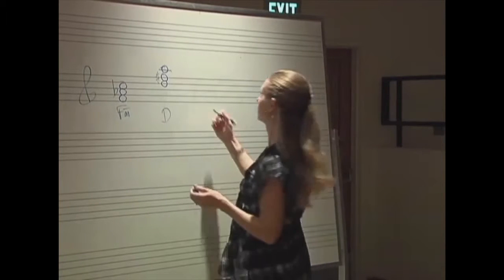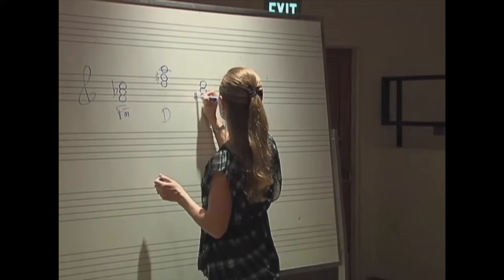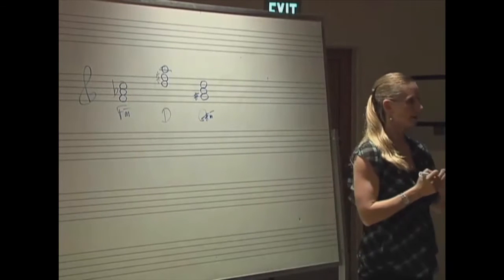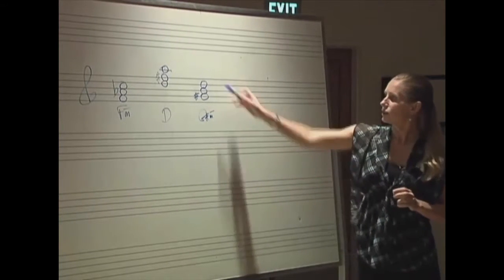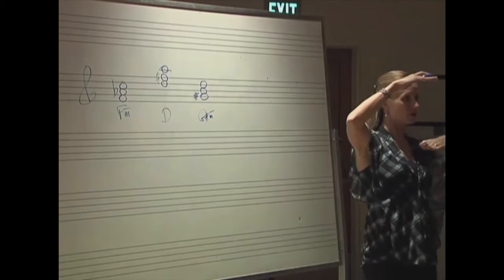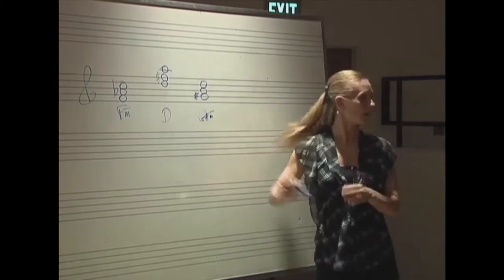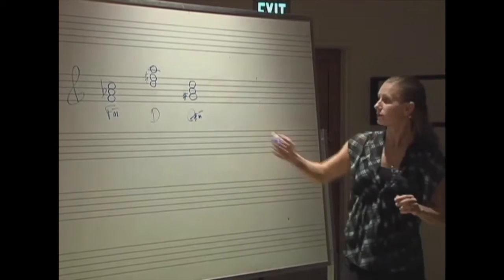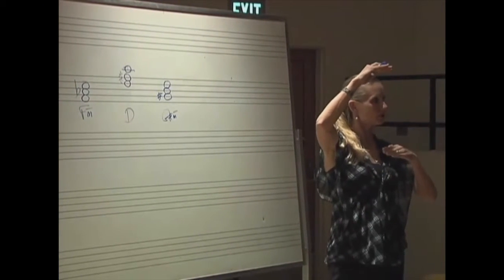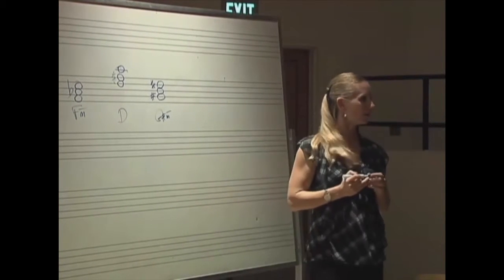G sharp, minor. I'll start space, space, space. Line, line, line. G sharp, we know that G to B is naturally a major third. So G sharp to B is a minor third, which is what we want at the bottom of a minor triad. But we also know that we have to have a perfect fifth, right? So if G to D is a perfect fifth, G sharp to D sharp is also a perfect fifth. So that would be there.